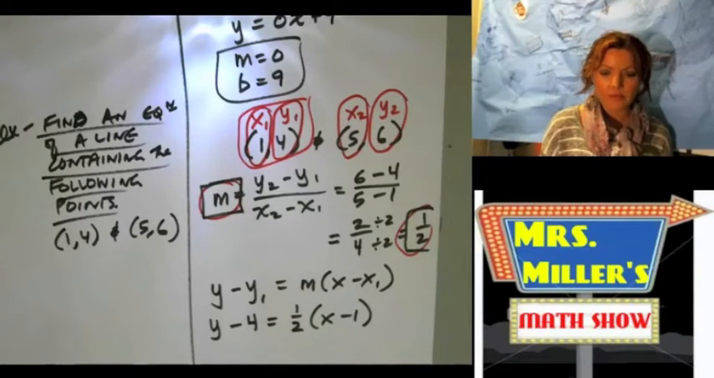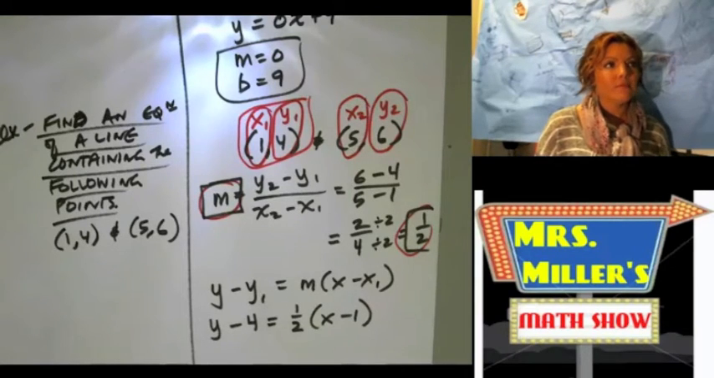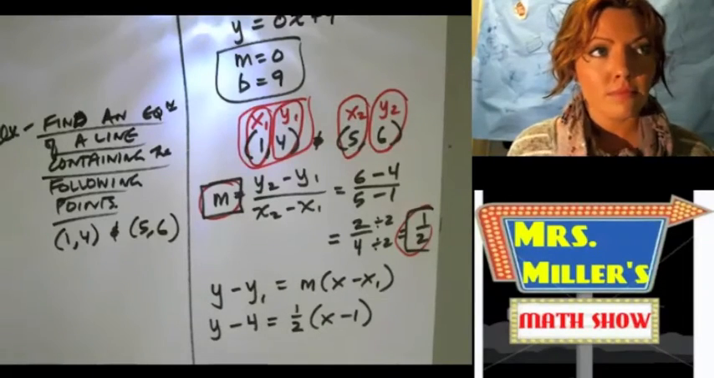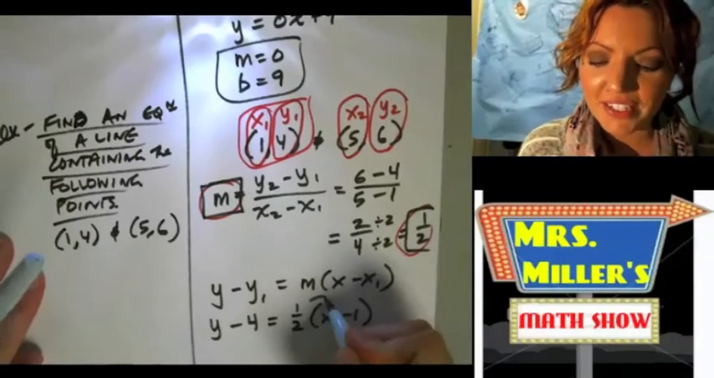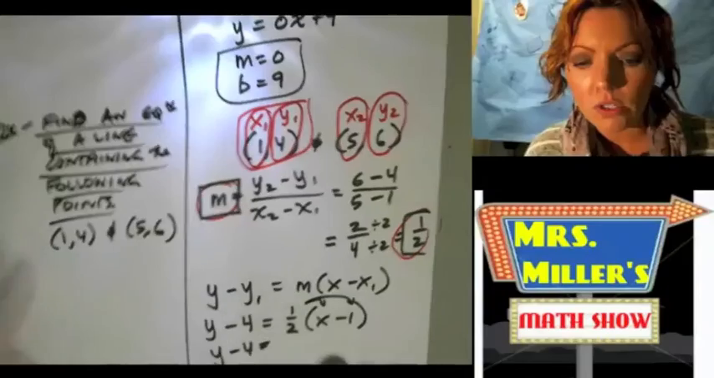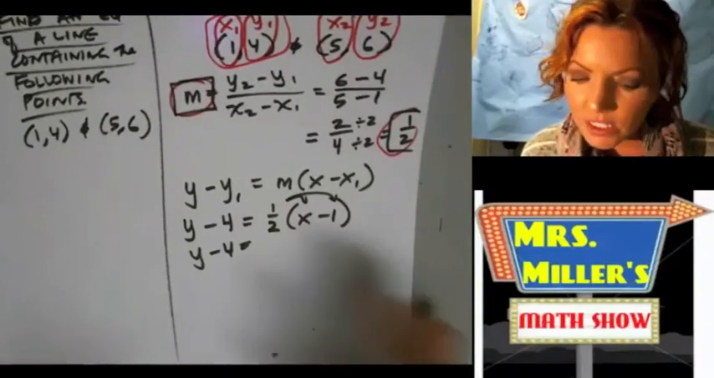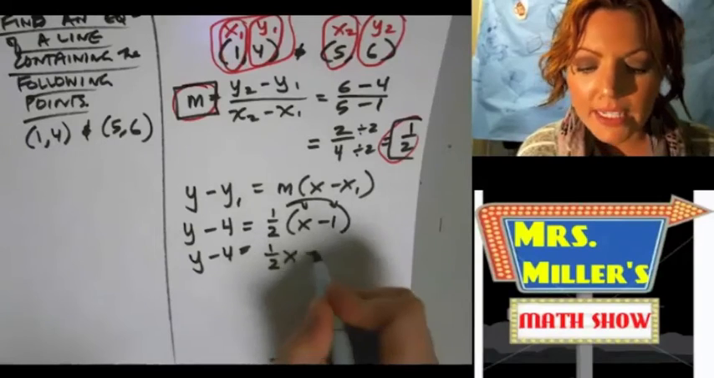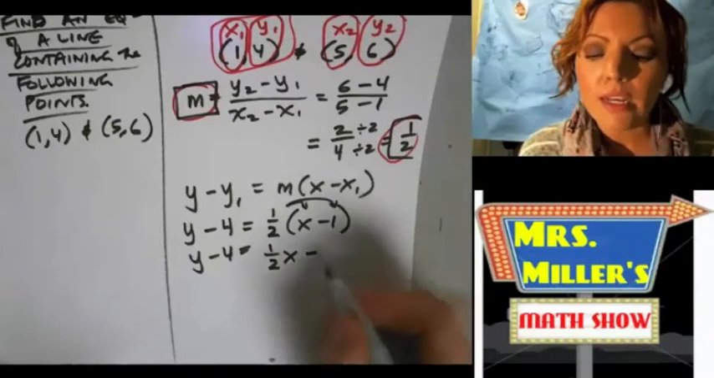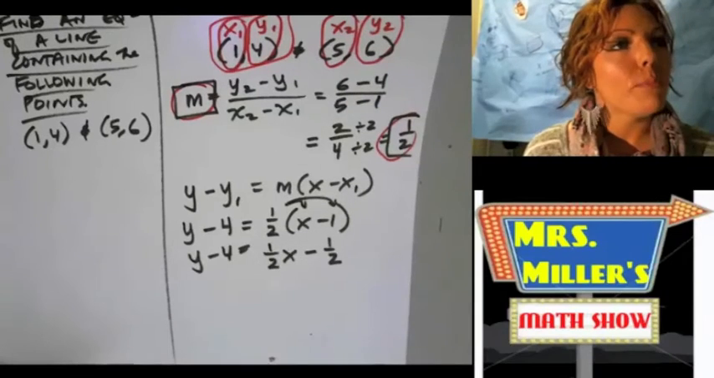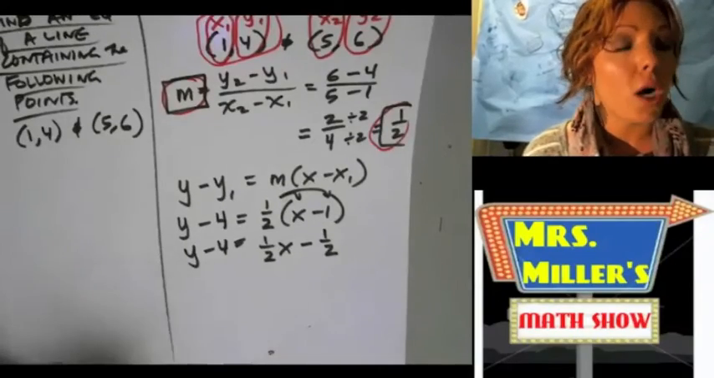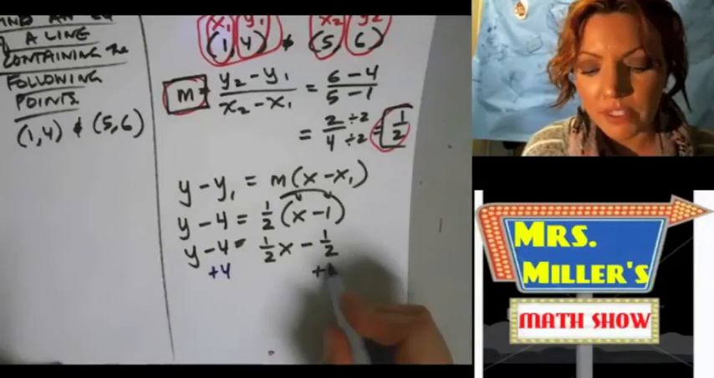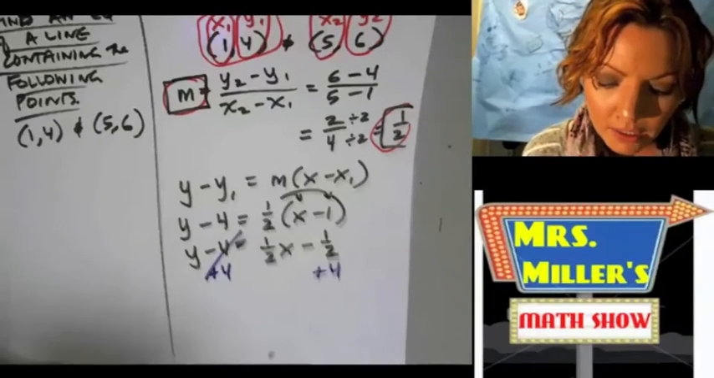And then, from here, what do you think we're going to do next? Alyssa? Shugi, what were you saying, you were going like this. What does that mean? That's good. Distribute. So we get y minus 4 equals 1/2 x minus 1/2 times negative 1 is negative 1/2. Okay, what would be the last step to getting y by itself? Add 4.